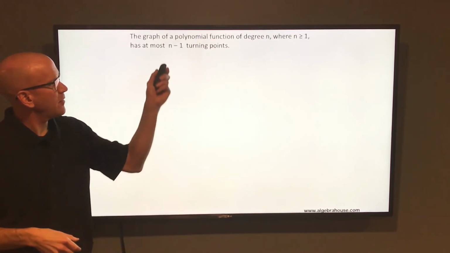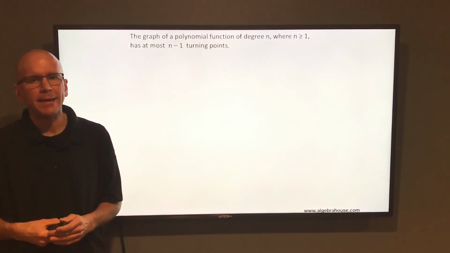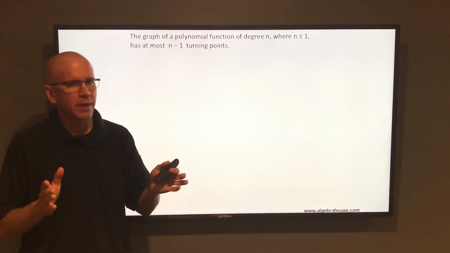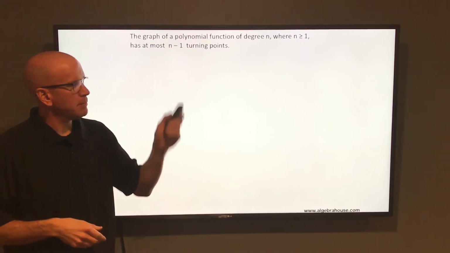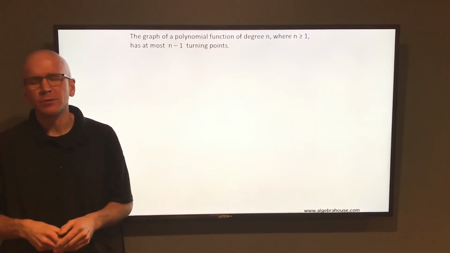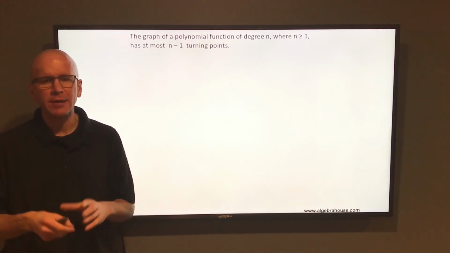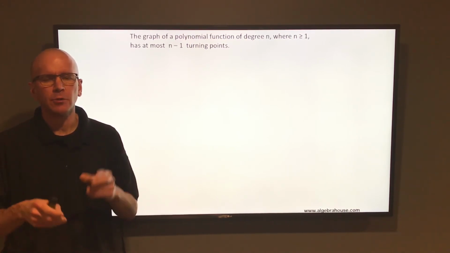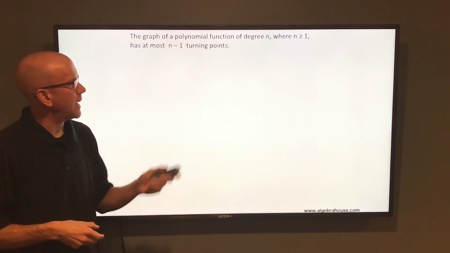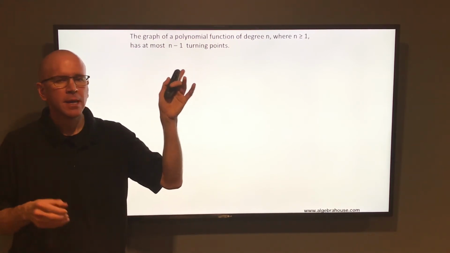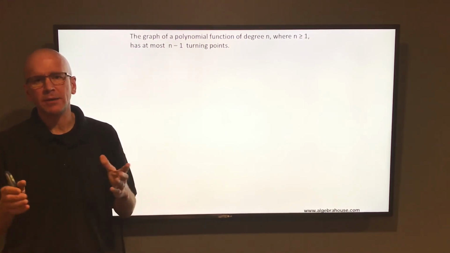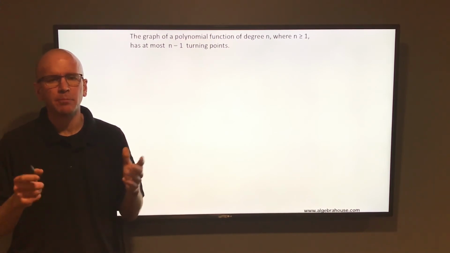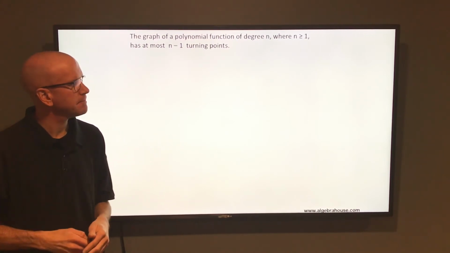Just some other notes on polynomial functions. The graph of a polynomial function of degree n, where n is greater than or equal to 1, has at most n minus 1 turning points. So an example of that you can relate to is a quadratic function. A quadratic function, the degree is 2. It would have at most 2 minus 1 turning points, which it does. The graph of a quadratic function is a parabola. It has 1 turning point.